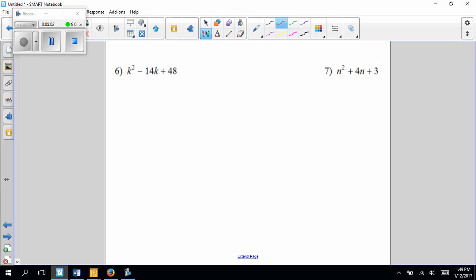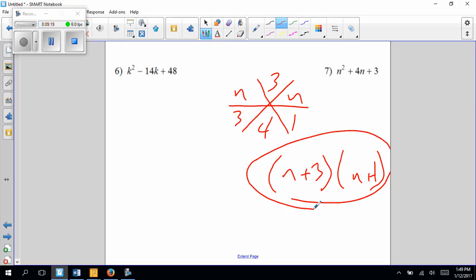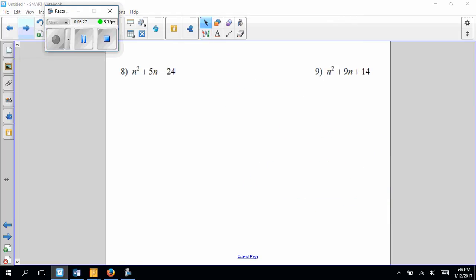All right, hopefully you paused it and did it on your own. I'm going to do it really fast here if I can. I know it multiplies to get 3 and adds to get 4, so it's got to be a 3 and a 1. The a value is just a 1n, so my factors are n plus 3, n plus 1. All right, moving on. Trying to go a little bit faster now.